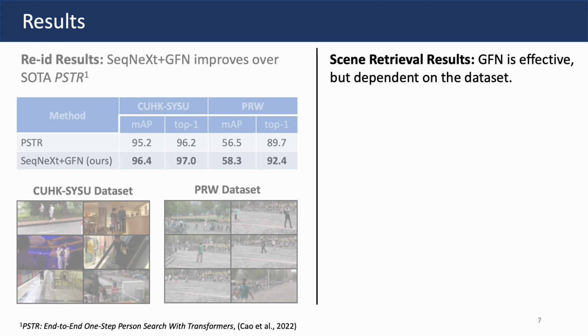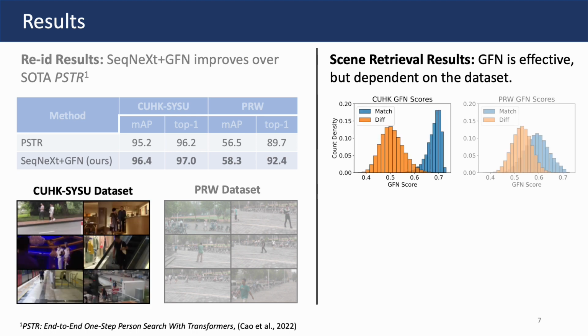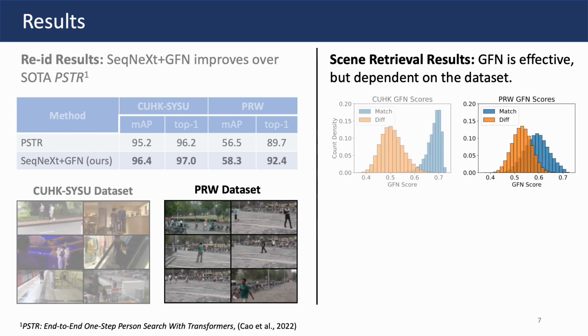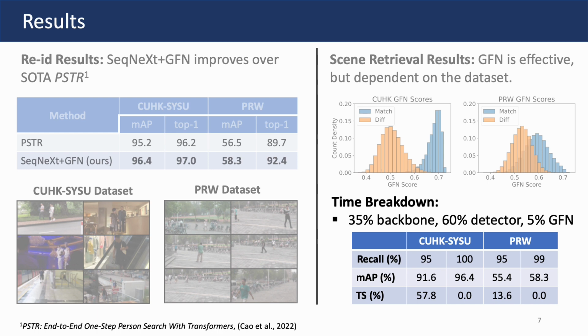For filtering gallery scenes, we showed that the GFN is effective, but that its performance depends on the visual diversity of the dataset. For the visually diverse CUHK dataset, the GFN more easily thresholds scenes than for the more homogeneous PRW dataset. Since 60% of model computation time is spent on detection, we can improve time savings depending on how much we are willing to reduce scene recall.